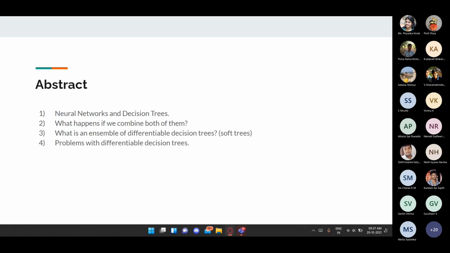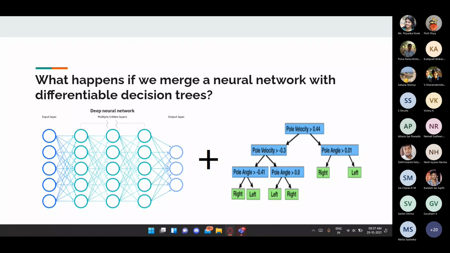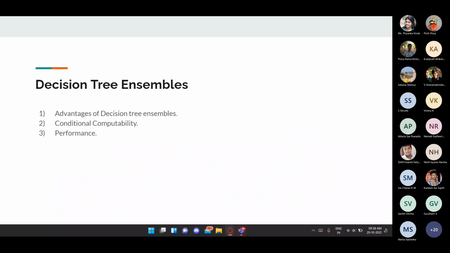And maybe you're thinking, why do we need to combine both of them? That's one question the paper would be addressing, as to why they have combined both. And the third question would be, what is an ensemble of differentiable decision trees, also called soft trees? And what are the problems with such trees? So the big thing that we're going to be discussing here is, what if we merge a neural network with a differentiable decision tree?